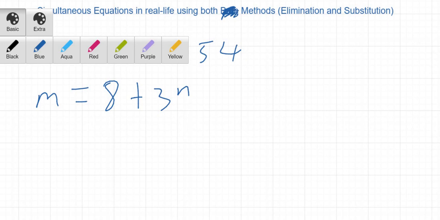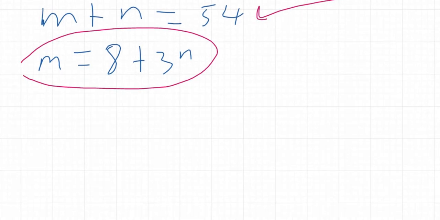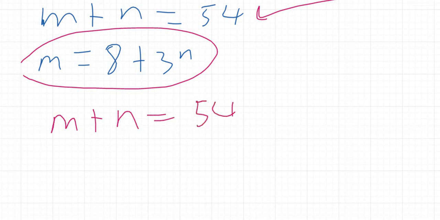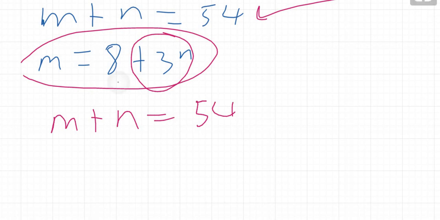So what we could do is rearrange this equation, where we have the constant being the subject in the equation. We could rewrite this as M plus N is equal to 54, and then what we'll do is subtract from this equation to have 8 by itself, so we just have the equation with the constants on one side. So we subtract both sides.